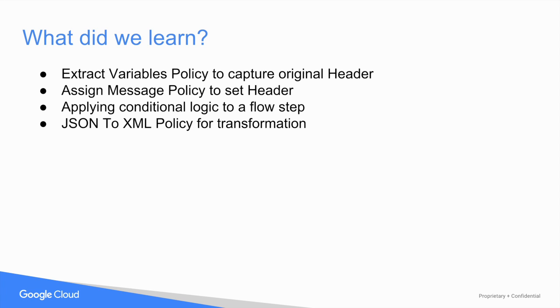So let's recap what we've learned. We started with an API that only returned JSON data. We learned how to extract and store variables in the request and use them to implement conditional statements for other policies. We learned how to set the accept header to satisfy our backend. And finally, we saw how easy it is to transform the payload using the JSON to XML policy.